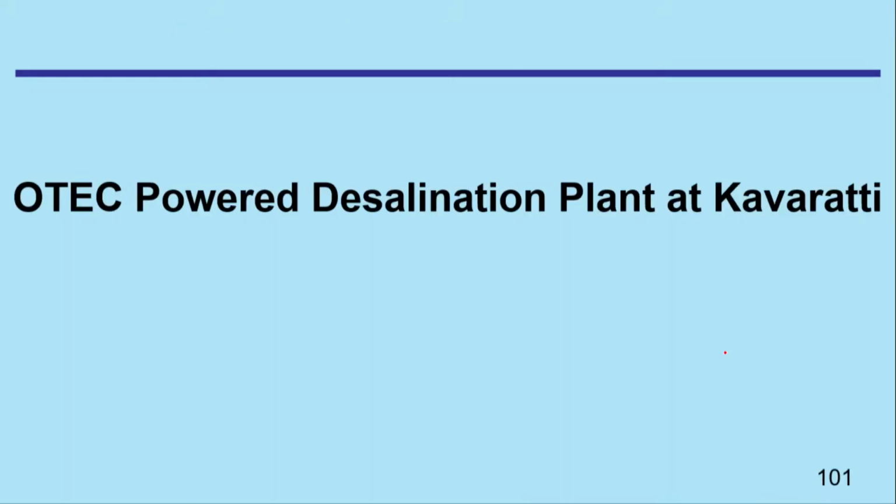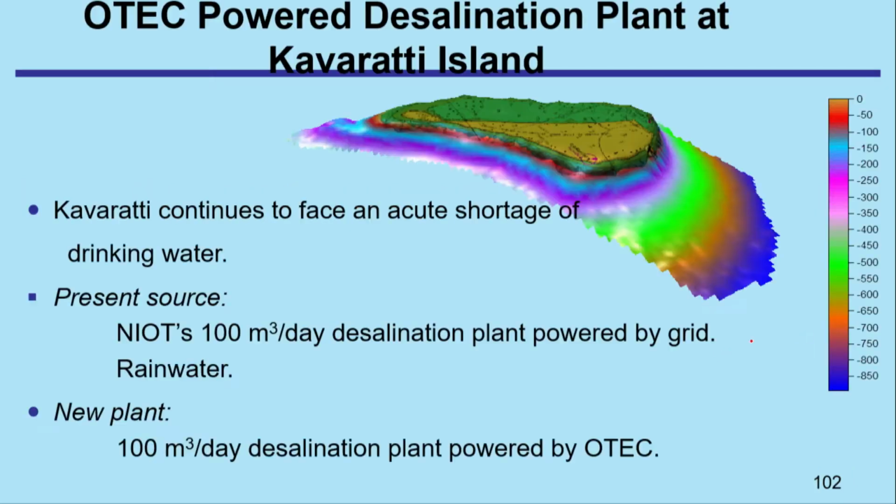Now, we have a plan to set up an OTEC powered desalination plant at Kavaratti, an island. You can see that this is the island and this is the bathymetry. That means the depth is going more here. And we have set up already a desalination plant using the principle of low temperature thermal desalination, wherein it is a byproduct of OTEC, so to say. So now we plan to have this desalination plant powered by OTEC.